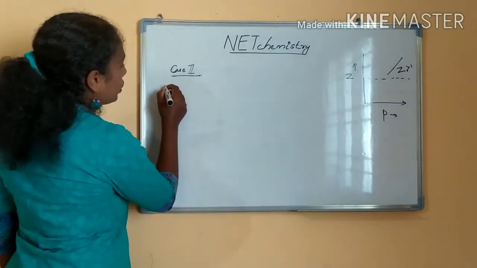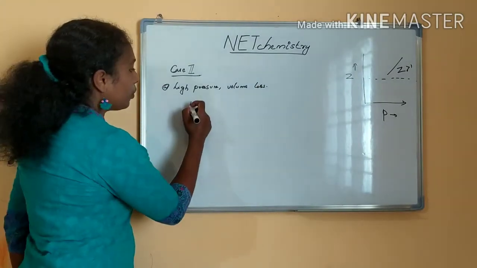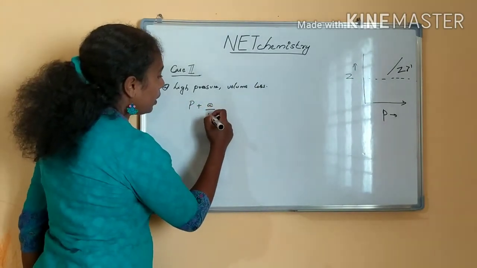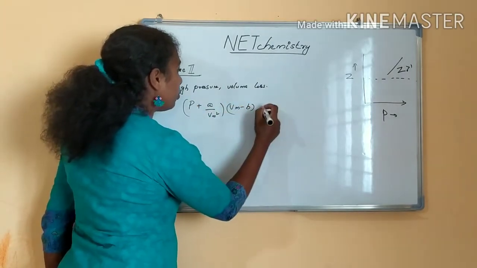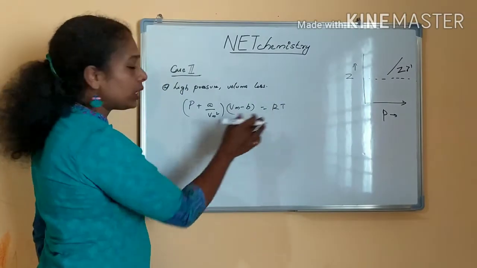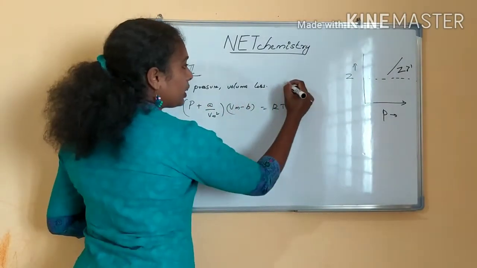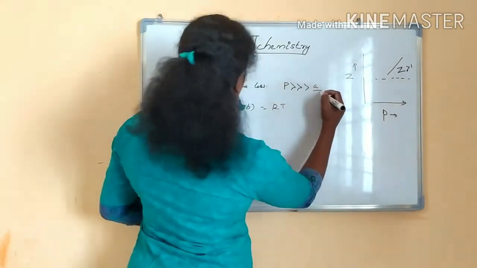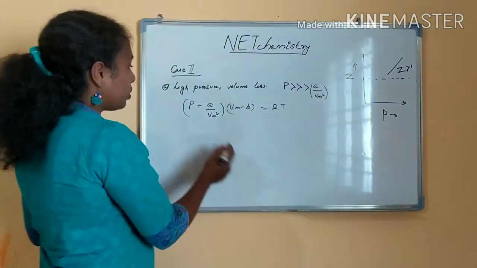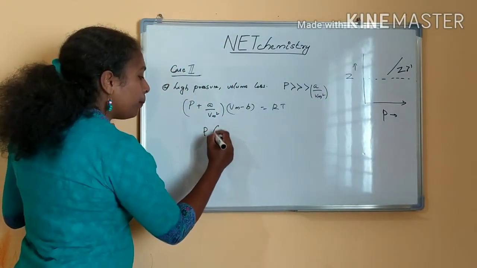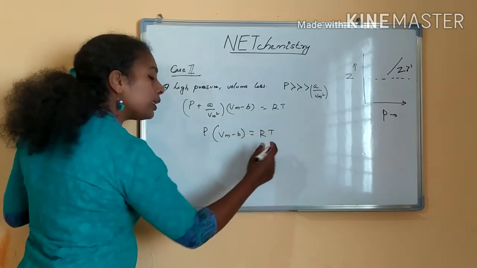So at a high pressure, what is our equation? P plus a by Vm square into Vm minus b equal to RT, right? This is our van der Waals equation. A by Vm square, if it is a very high pressure, if the pressure is very high, a by Vm square value will be negligible, right? This value we need not take. So what our equation will become? P into Vm minus b equal to RT, right? This is our equation.